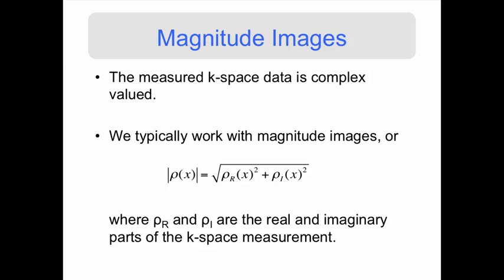If you study the Fourier transform, you'll see that the measured k-space data is going to be complex valued. Now, we typically work with what we call magnitude images, and we can obtain these magnitude images by computing the square of the real part of the k-space measurement at a certain voxel plus the square of the imaginary part, and we sum those up and take the square root, and that will give us the magnitude value at that particular voxel.